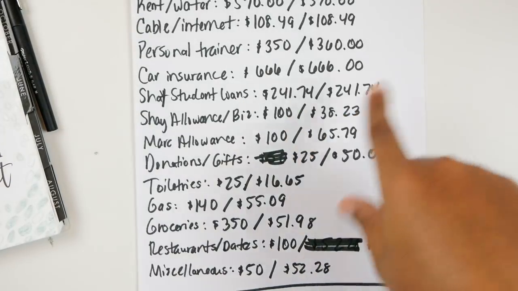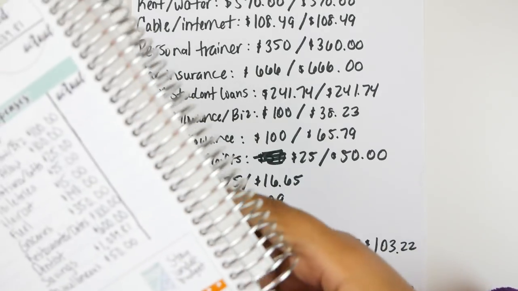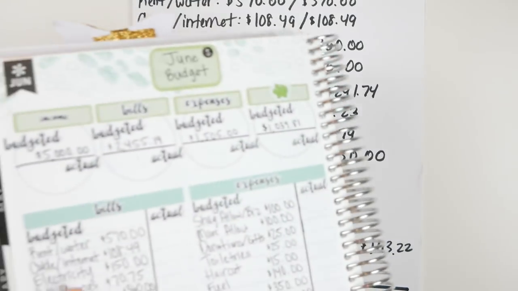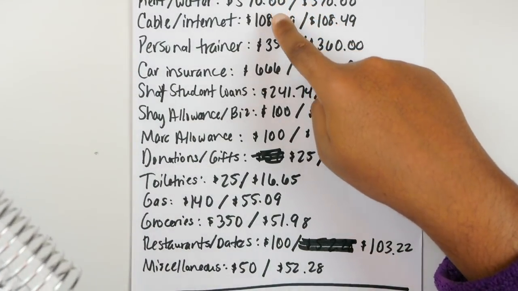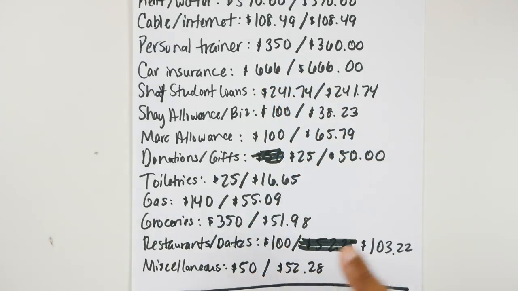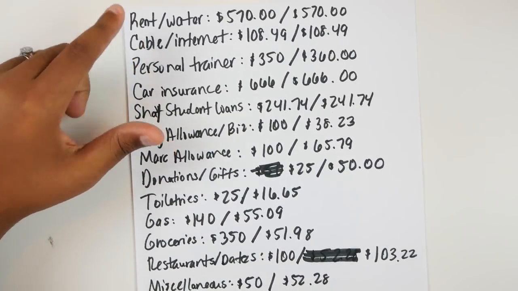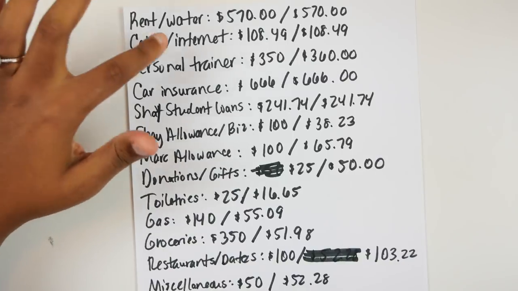So had I not done that like I did last month, or the last time, did I do it? No, I did it last time as well. Never mind. We don't need this page because I've already put the original budgets for each category on the left here. So rent and water, we budgeted $570. It was $570. Cable and internet, we budgeted $108.49.